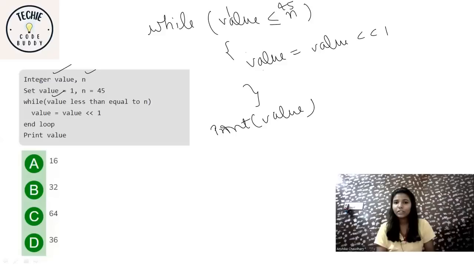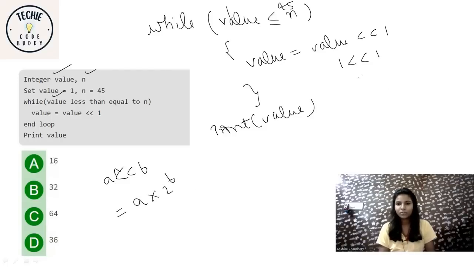So we will come into the while loop and now the value will be updated. What is the value of value? The value of value is 1 and the left shift operator. How to solve the left shift operator? If we perform the left shift operation on A and B, it will give A into 2 raised to the power B.